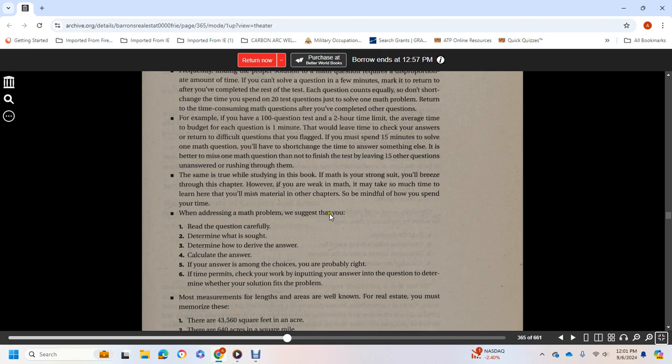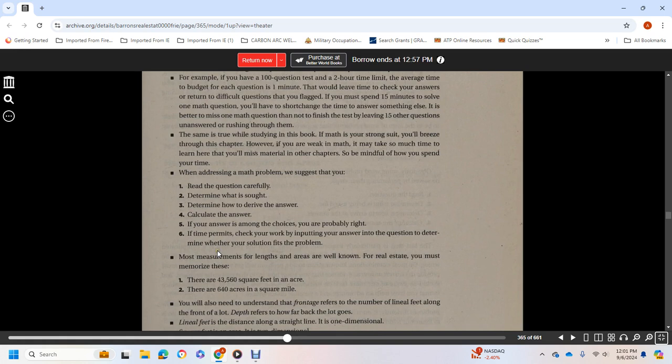When addressing math problems, you should read the question carefully, determine what you are solving for, determine how to derive the answer, and calculate the answer. If your answer is among the choices, you're probably right. If time permits, check your work and input your answer into the question to determine whether the solution fits the problem. Most measurement lengths and areas are well known.